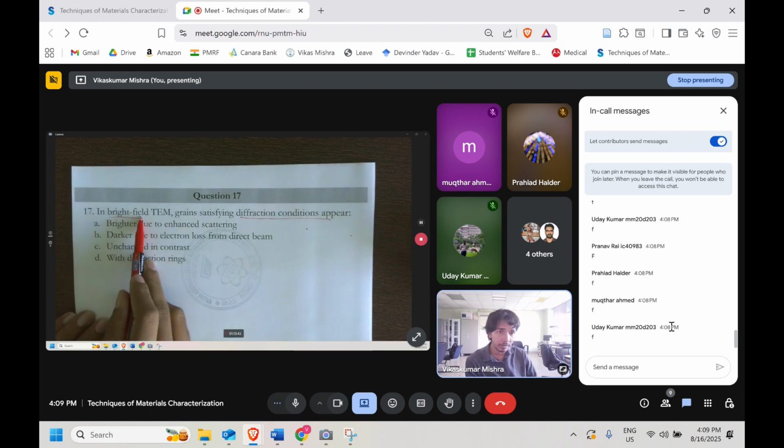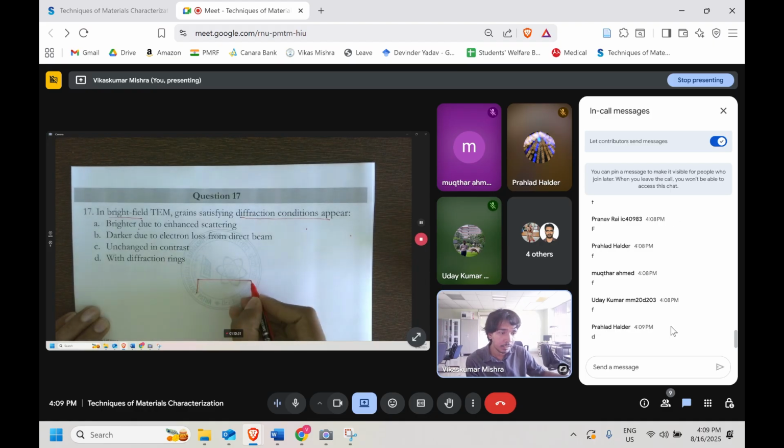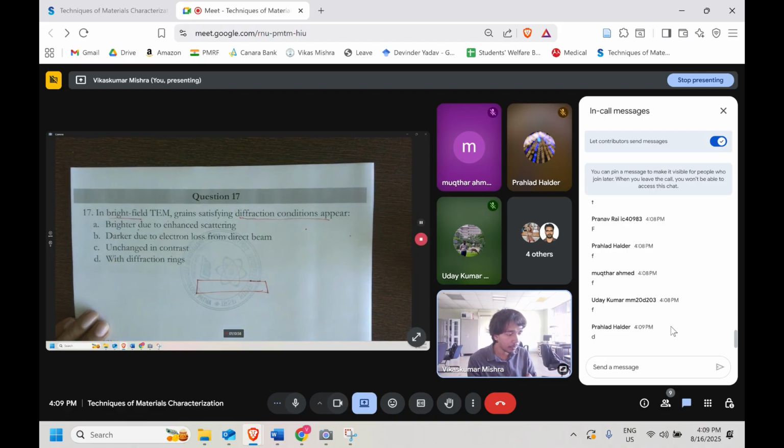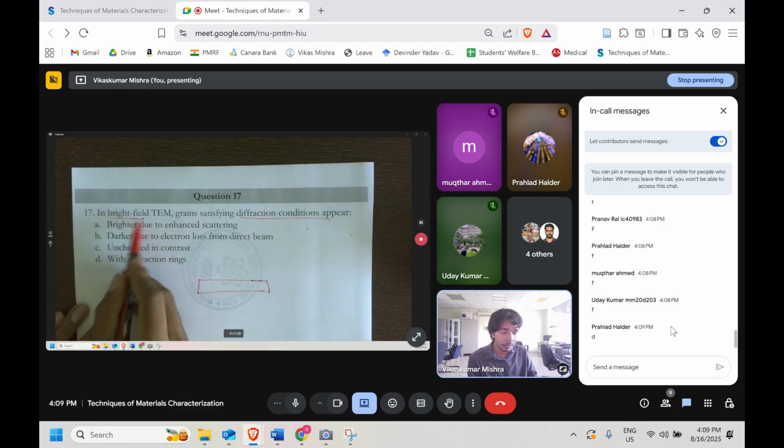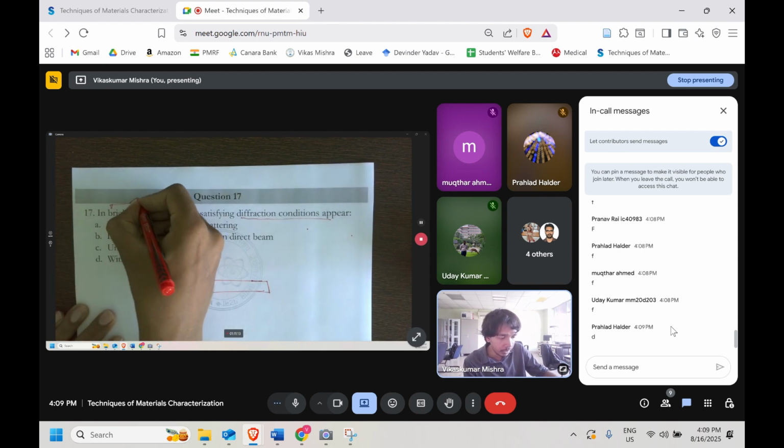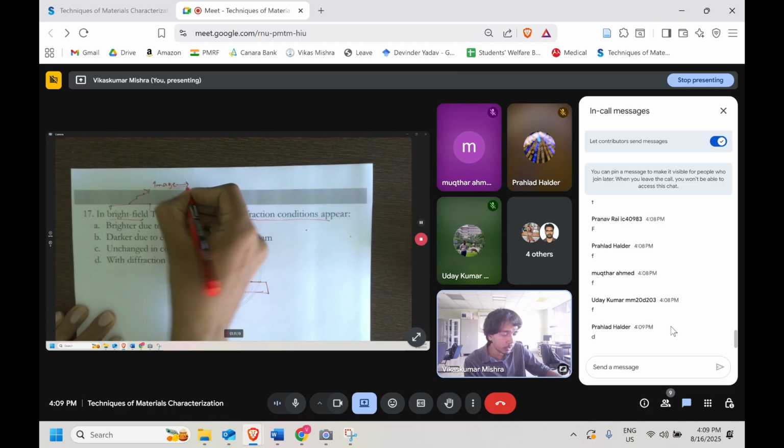So in bright field TEM, the grain which satisfies the diffraction condition, what will be the right answer? With diffraction ring. See, diffraction ring, that diffraction pattern, you will not get in the bright field. When we talk about the bright field, this term itself highlights that we are talking about the image. We are talking about the microstructure.